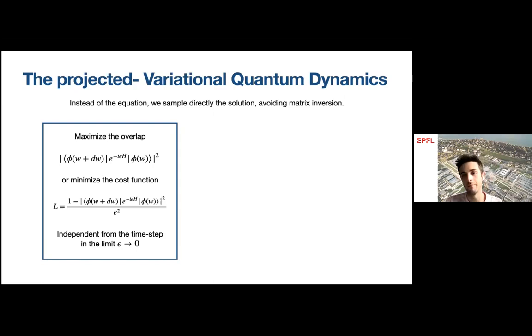Okay, so we can maximize this overlap or, equivalently, minimize the cost function that we wrote, to make it independent of the time step in the limit that the time step goes to zero. But the picture is that we want to maximize the overlap between the real time evolved state and the approximated time evolved state with the shift of the parameters.